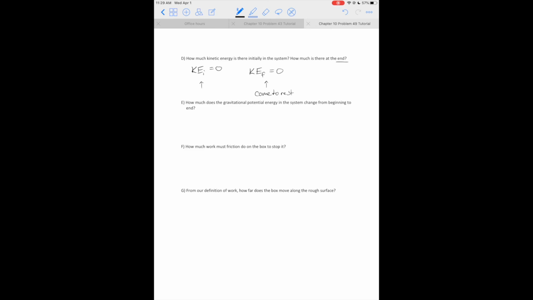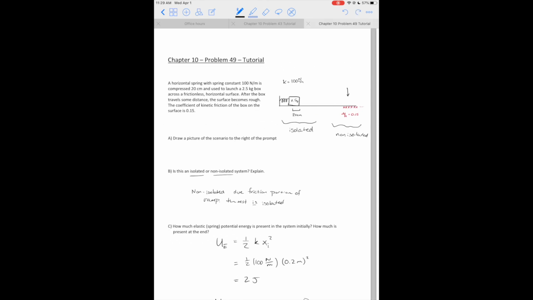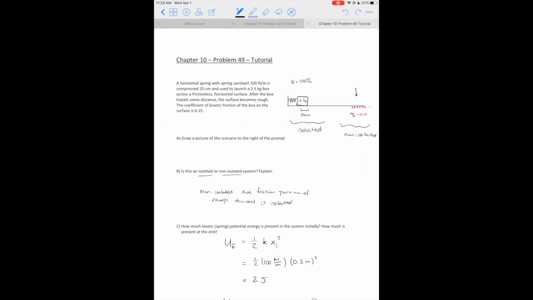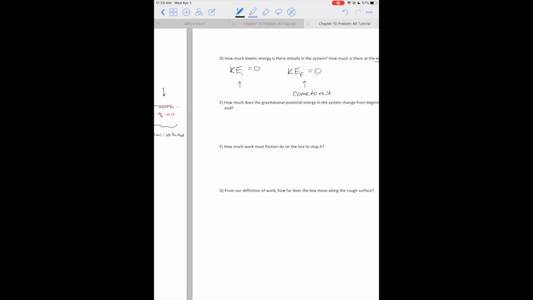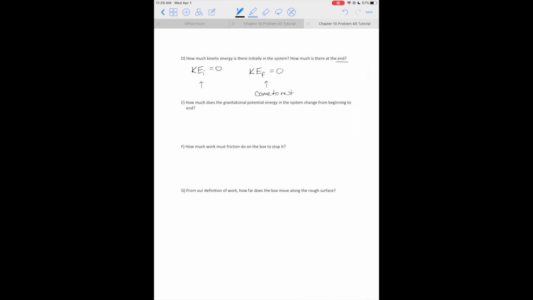So then, how much does the gravitational potential change in the system from beginning to end? The big thing here is that we are told this entire surface is horizontal. Even the friction-filled area, right? It's horizontal. So if it's horizontal, h never changes.